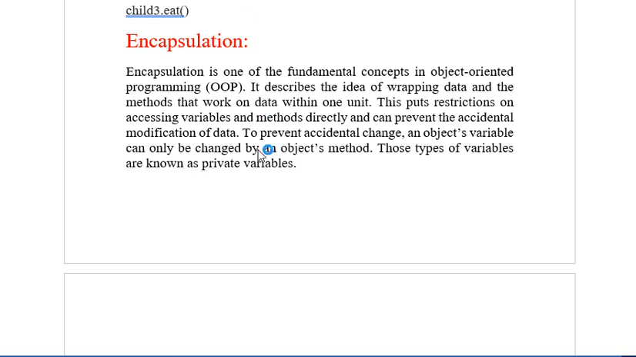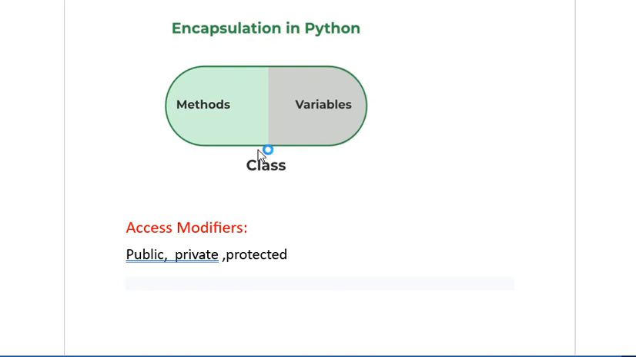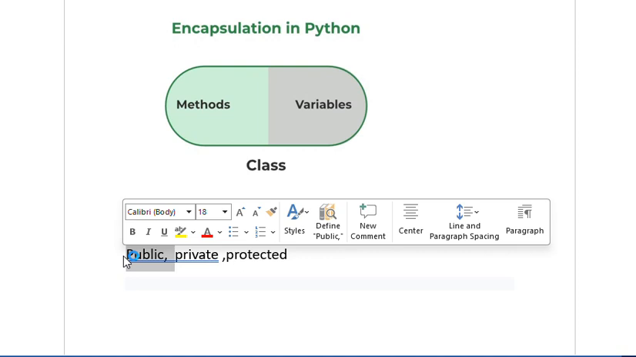So first I will be explaining what these access modifiers are. These access modifiers are nothing but public, private and protected. These are available in Java and C++ if you have learned those programming languages. Similarly, in Python we also have these access modifiers, which are public, private and protected. So now let's understand what public is and when we have to use it. Public means everyone can access the methods and the variables.